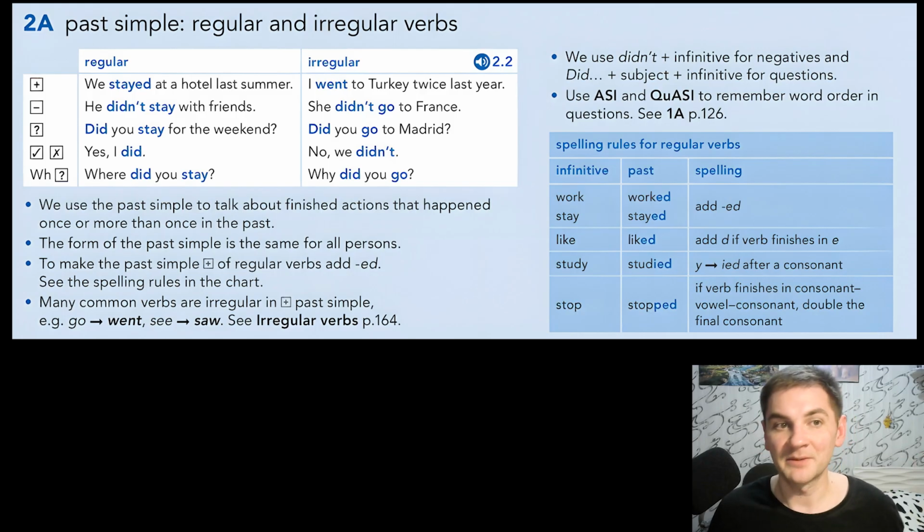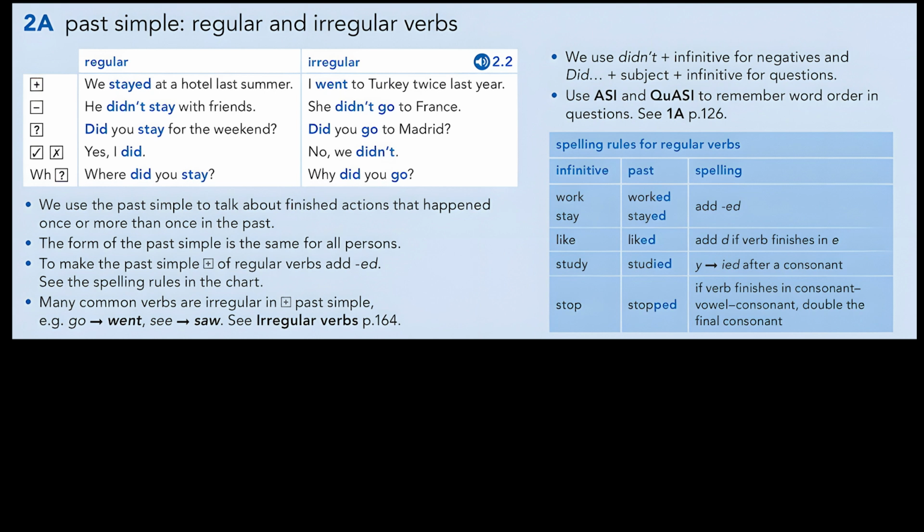As you can guess, there is a grammar part, so now listen to the examples. 2.2. We stayed at a hotel last summer. He didn't stay with friends. Did you stay for the weekend? Yes, I did. Where did you stay? I went to Turkey twice last year. She didn't go to France. Did you go to Madrid? No, we didn't. Why did you go?